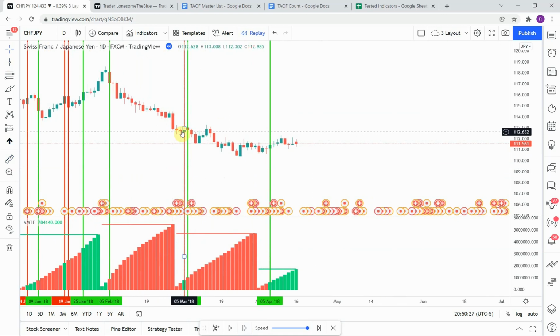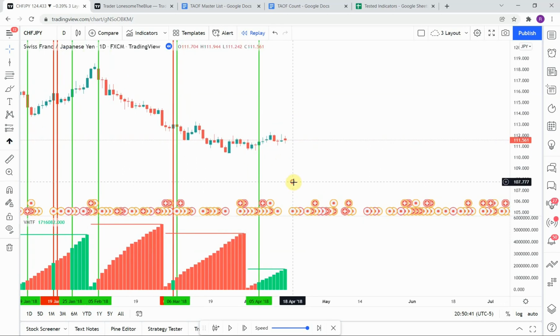Alright, so we pick up a long right here. That one gets stopped out as we pick up a short on the very next bar. Price action pushes down nicely on that one, getting us to take profit. Then we pick up a long right here. This one gets to take profit as price action pushes up on that one.